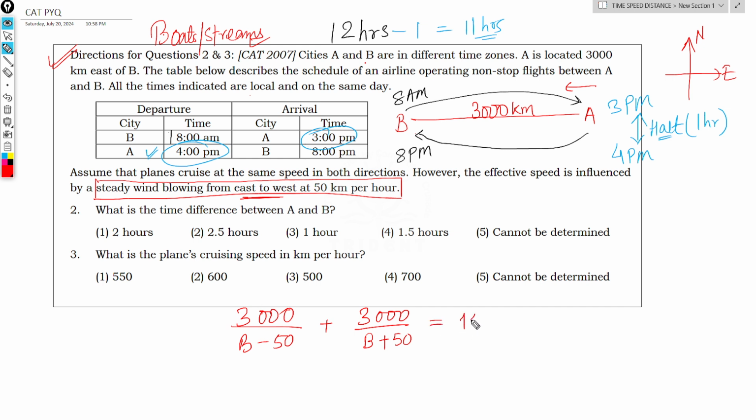This is equal to 11 hours. This is something that we just now inferred. Now beyond this, it is just calculating for B. Obviously there is a quadratic equation that we can form and solve.